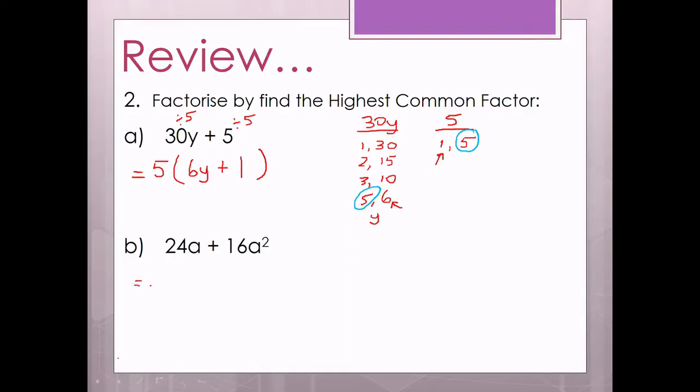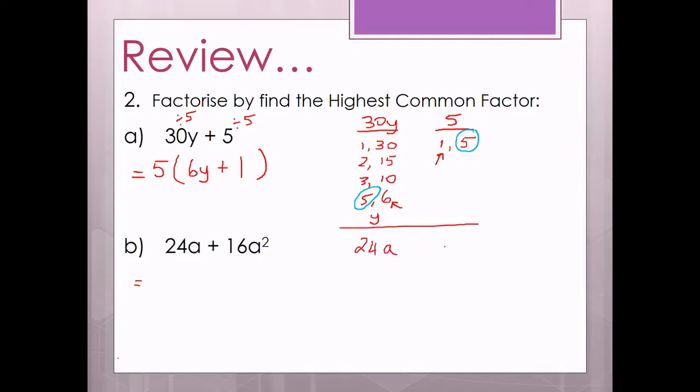Now, if you weren't sure about factorising, you might like to write that first one down, pause the video, and now try the second one. Let's check the answer for part B. So part B, we're going to do the same thing. We're actually going to find the highest common factor first.